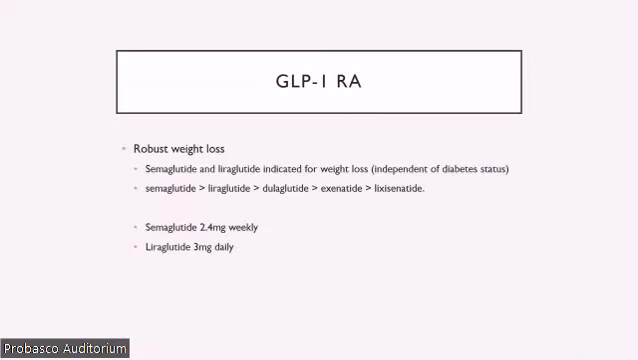So our GLP class has the most robust weight loss. Semaglutide and liraglutide are indicated for weight loss independent of diabetes status. So patients that do not have diabetes but would like to lose weight can still be on the semaglutide or liraglutide. The dosing for semaglutide is 2.4 for weight loss, and the max dose for diabetes is 2 milligrams, and liraglutide is 3 milligrams a day for weight loss, and the diabetes dose max is 1.8 milligrams.